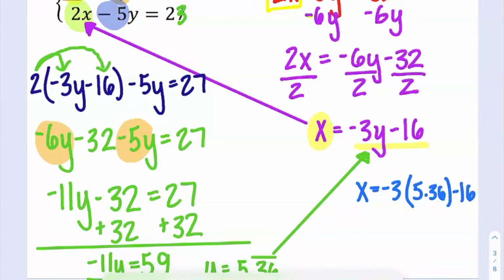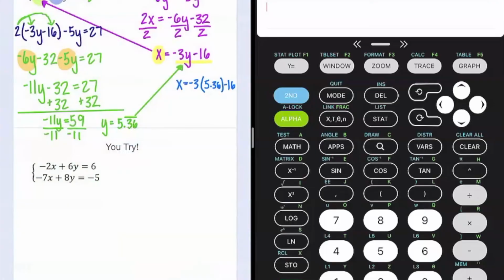And if I just type this into the calculator real quick, again, it's not going to be a whole number. So I have negative 3 times 5.36 minus 16. X rough estimate is negative 32.08. Now, this is not ideal because our numbers were not accurate like they should have been.